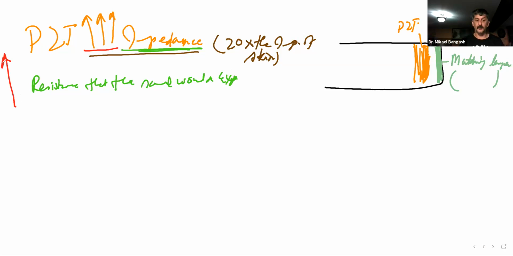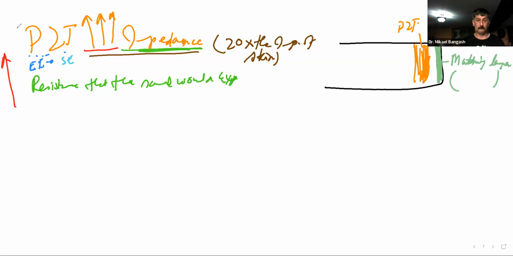Mainly because the PZT is a material that is being used because the material has the ability to convert electrical energy into sound energy. Clear? That was mainly why we use this material here.